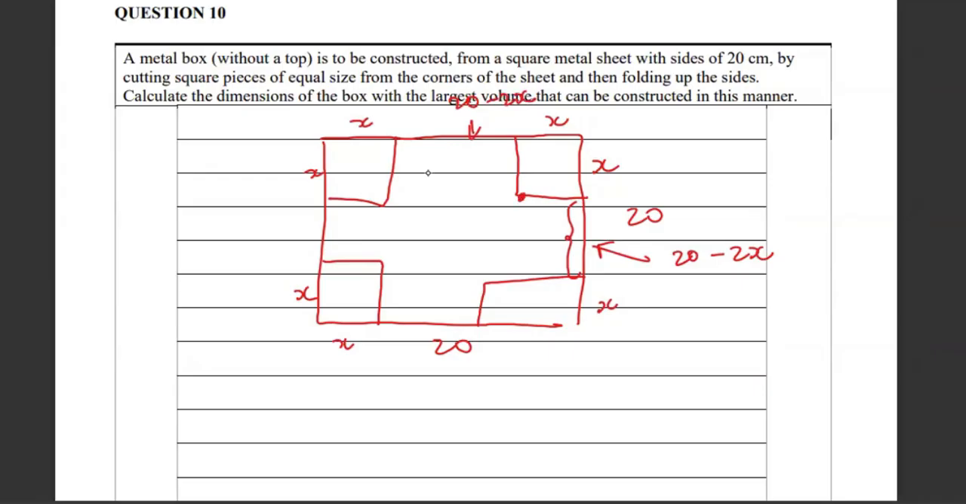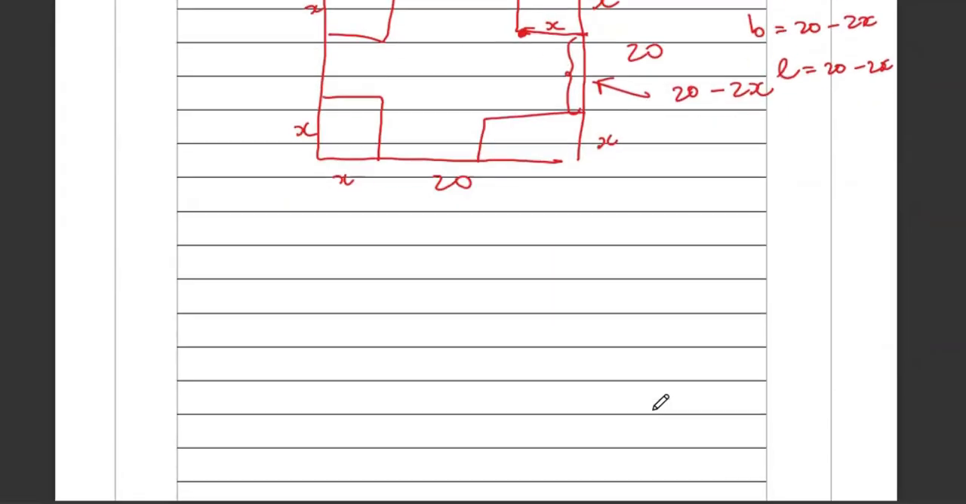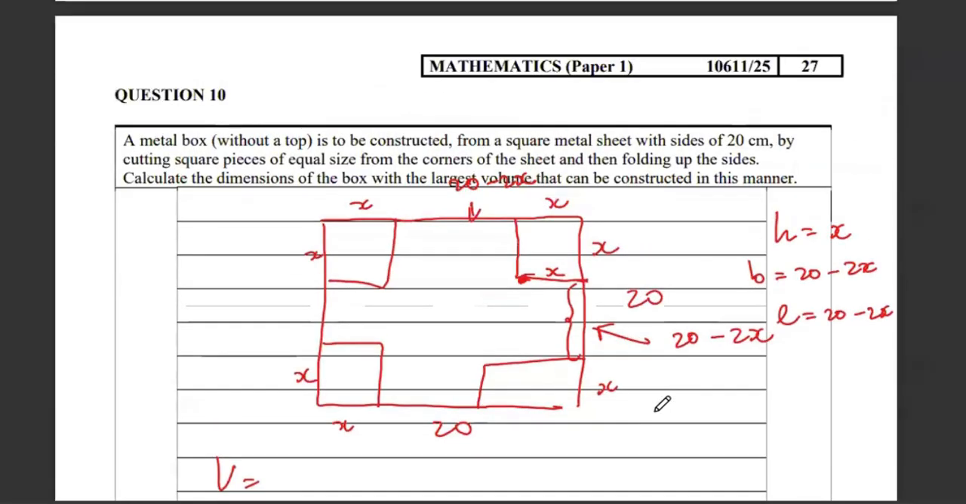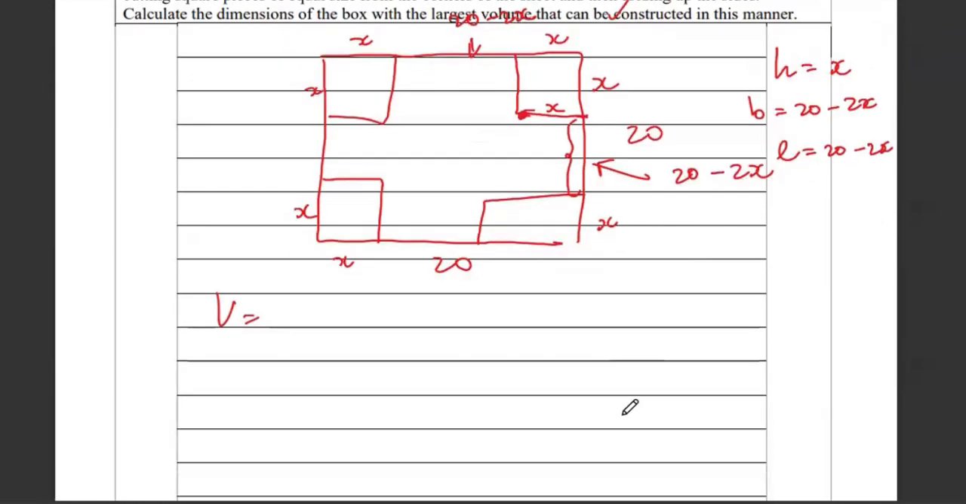But then when you're doing the folding, this x becomes the height. So our height is x. Our breadth is 20 minus 2x. Our length is 20 minus 2x. Remember, it's a square, so it's going to be the same distance. Then volume, because the question is asking for the dimensions that will give us the biggest volume. So let's get the volume. So it's going to be 20 minus 2x, 20 minus 2x multiplied by x.